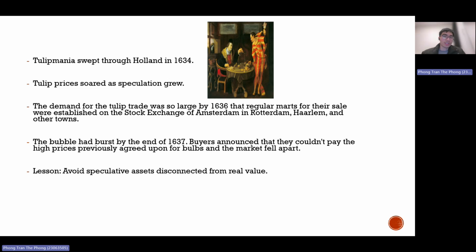But the price just can't go up forever. It has to stop at some point. And the bubble burst by the end of 1637. The buyers announced they couldn't pay the high prices, and the market quickly fell apart.